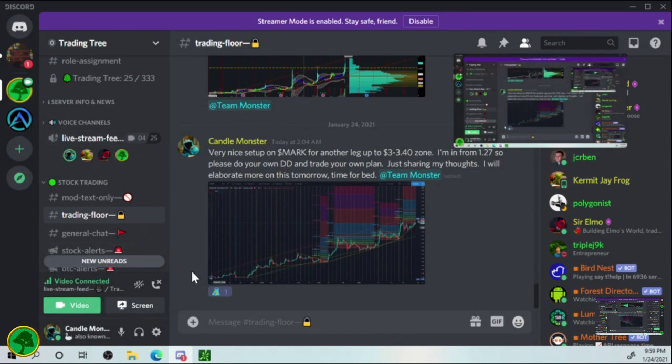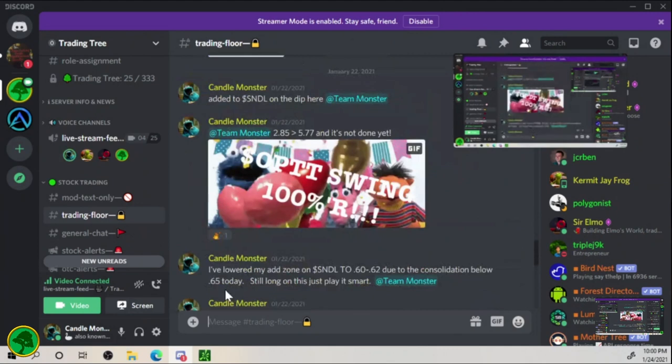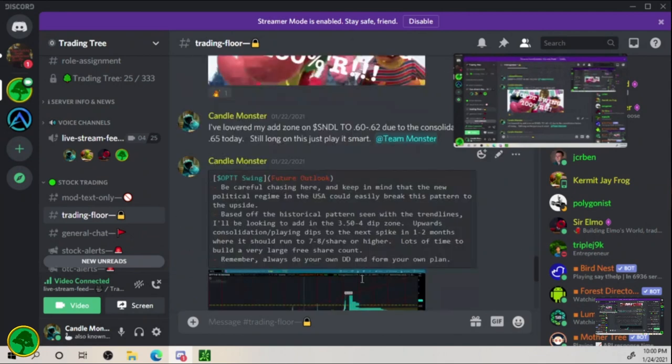So it's a good example. It keeps going down to the 60, 65 range every now and then. So that's a really good support level, and then it bounces back up. It actually stayed in that range Friday, wrote that too. So I lowered my add zone on SNDL to 60 to 62 cents due to the consolidation below 65 cents. So I'm still long on that.